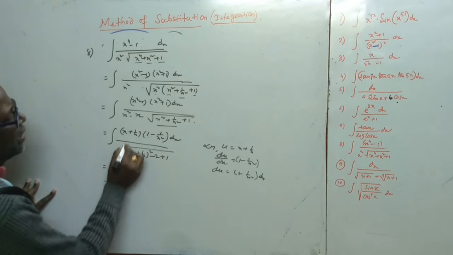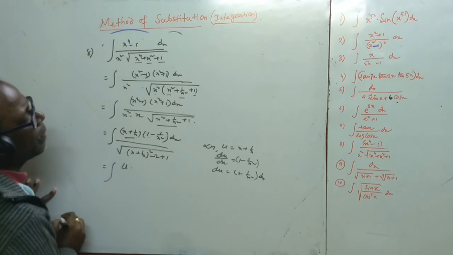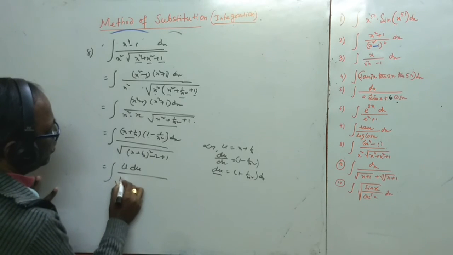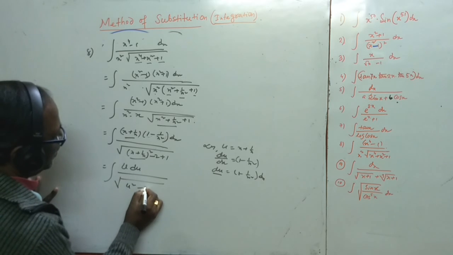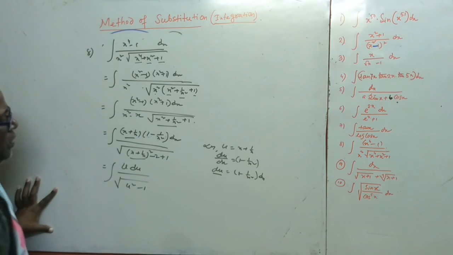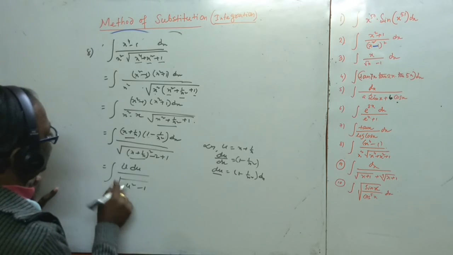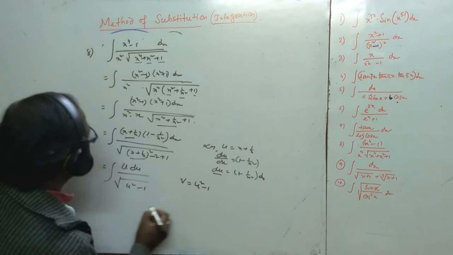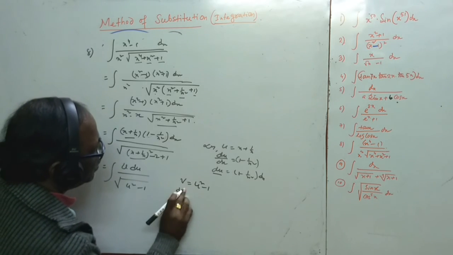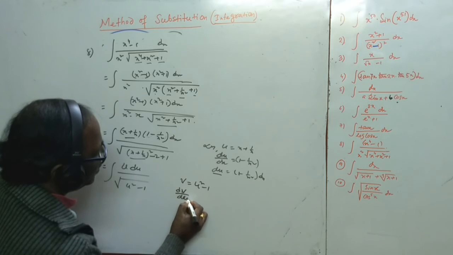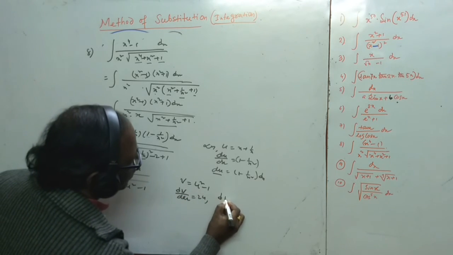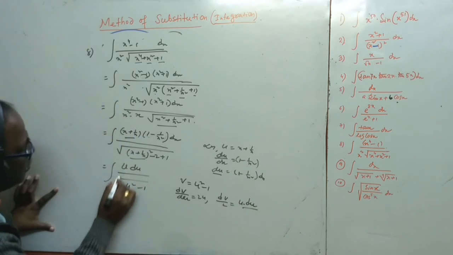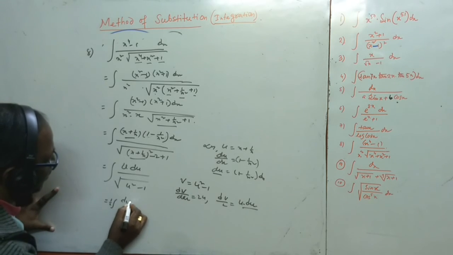See, this is here u, and this is du here, by root over u square minus 1. This is the formula. Oh no, this is u by root of u square minus 1. Now again let v is equal to u square minus 1. So dv by du is equal to twice u. So dv by 2 is equal to u into du. So u into du is half dv.